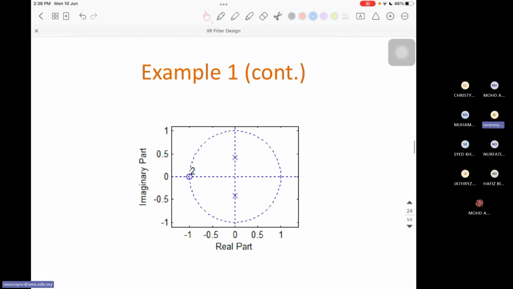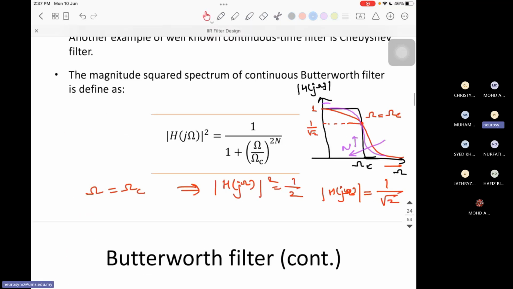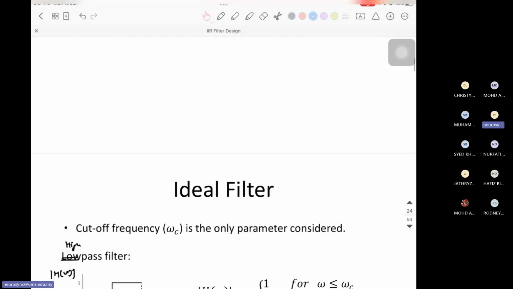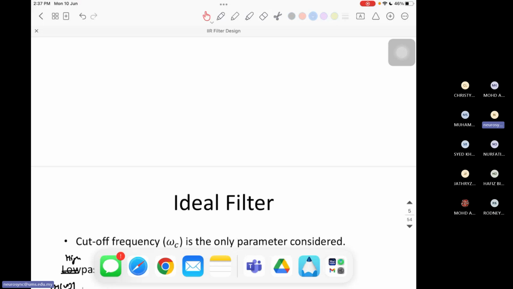So this is the design process of an IIR filter with the continuous time Butterworth filter. There is another continuous time filter also, the Chebyshev filter. With that filter also we can design an IIR filter. So this is the whole design process. Today I will stop here. Tomorrow we will continue.